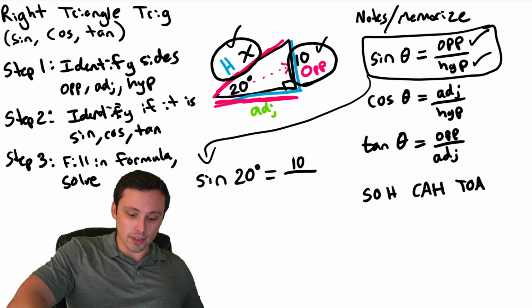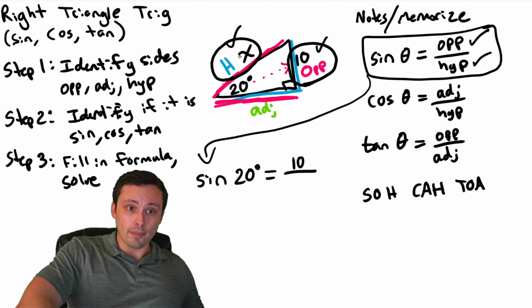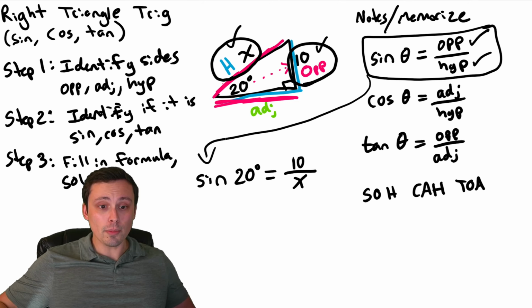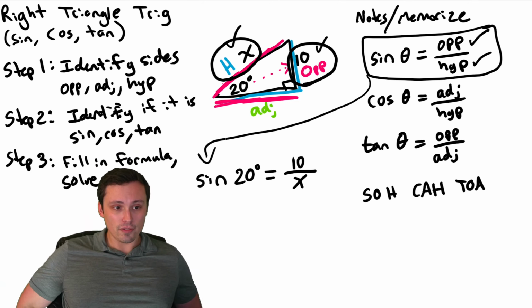And the hypotenuse, we've already identified as x. So again, it's just as easy as filling in the blanks. So here's our problem to solve. Okay, so fill in the formula.